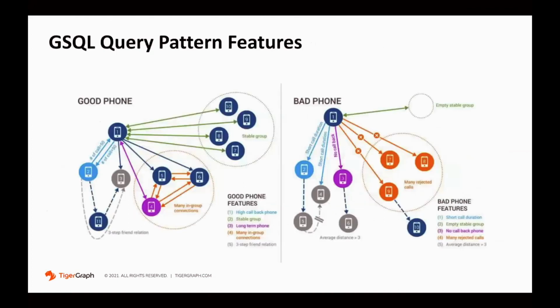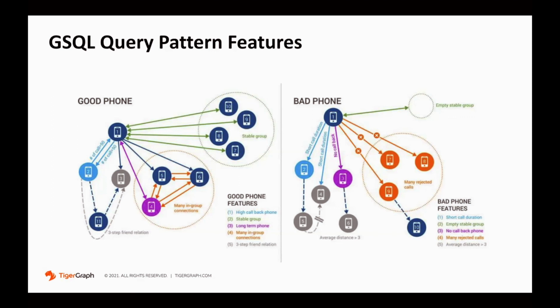Some of the other things that are unique: we just talked about how you can do machine learning and bring those results after they've been processed into the graph to semantically link it. But what if you're doing machine learning on your data and you want to generate new features? This is where you can use GSQL query pattern features. What you're looking at is the representation of a bad phone versus a good phone. On the right-hand side, there are classifications of what a bad phone is. You can see there's a short call duration. When there's a short call, that's one of the features that we're going to create.